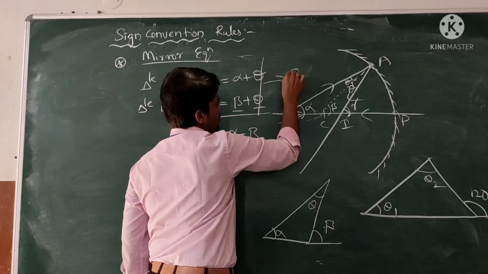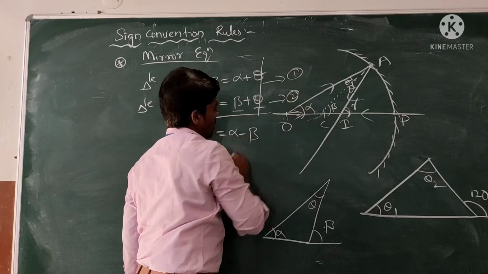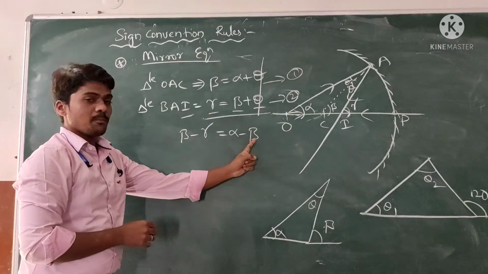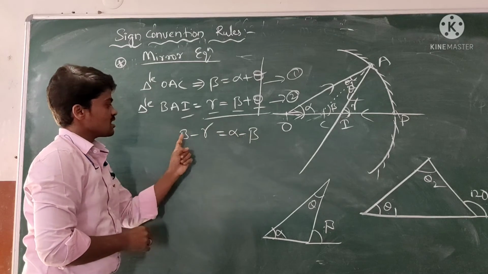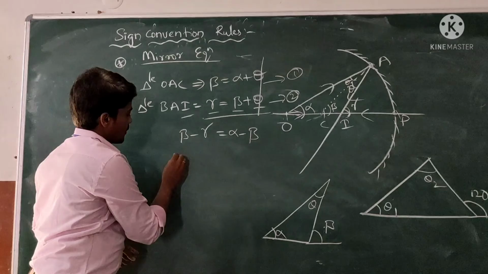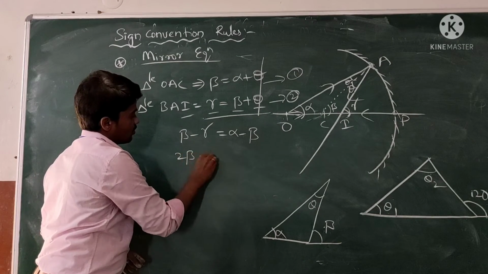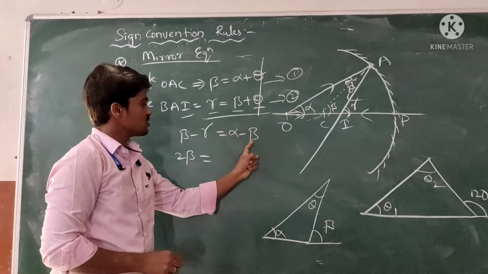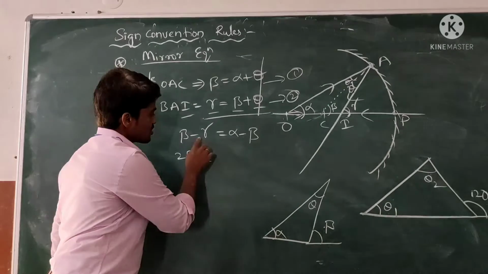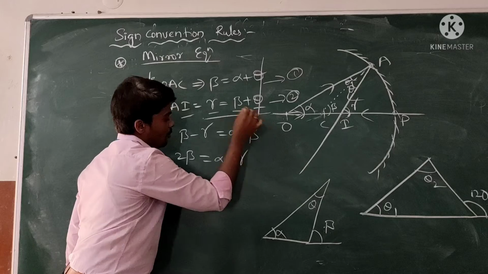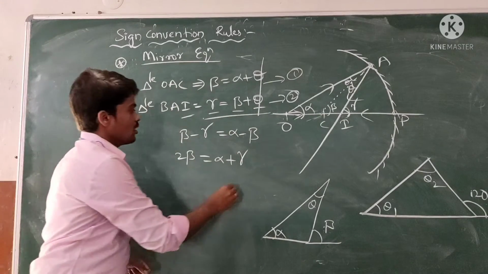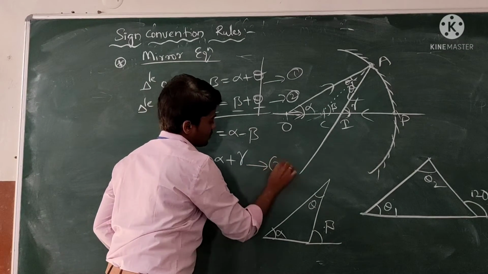Equation number 1, equation number 2. Beta will come this side. Here it is minus; coming to this side means positive. Plus beta is 2 beta. 2 beta equals gamma. This comes to this side, RHS, means here it is minus. Coming here means positive. Alpha plus gamma. Here is equation number 3.